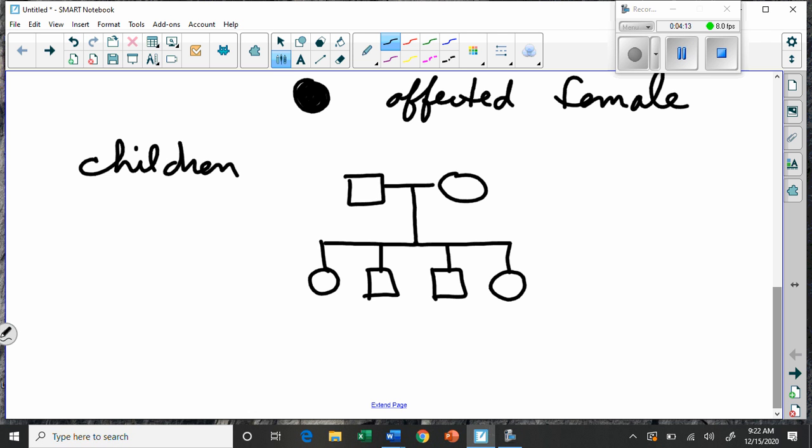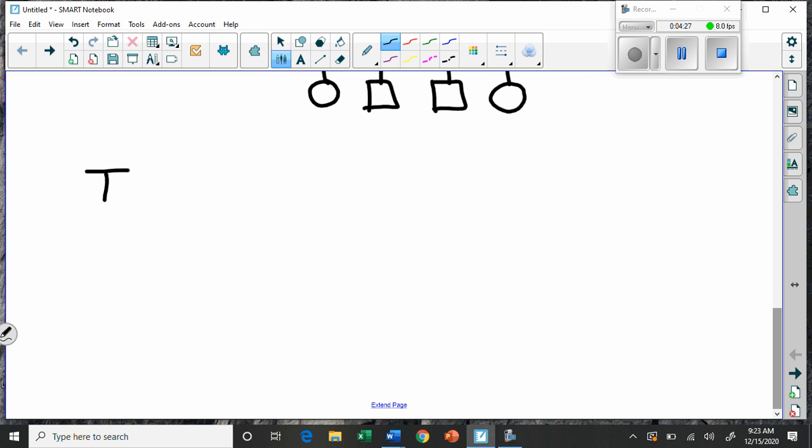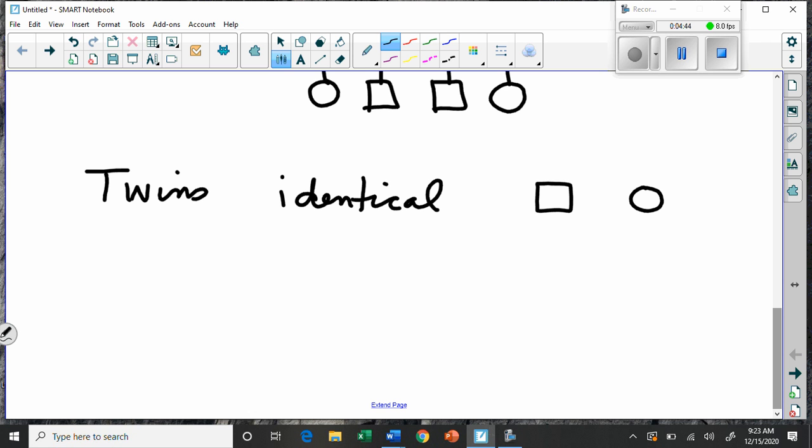Now, sometimes you can have interesting situations. Like, what if you had twins? Twins are very genetically unique, right? Well, they have the same genetic makeup if they are identical twins. So when we do twins, we have some little symbols. So if they're identical twins, right, then what we do is we take the mom and the dad, put them together, draw our line like this.